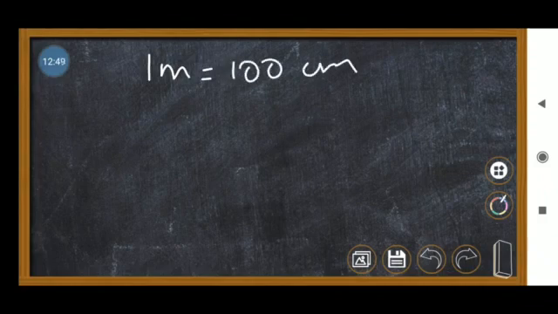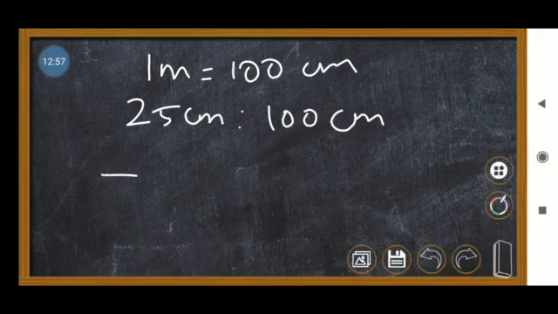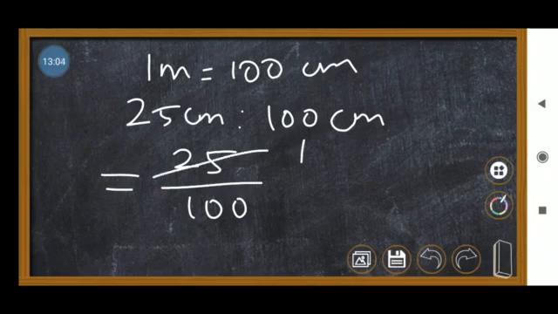After converting, you will get 25 centimeter is to 100 centimeter. So 25 centimeter divided by 100 centimeter means 25 divided by 100. 25 divided by 100: 1 twenty-five is 25, 4 twenty-fives are 100. So that means 1 divided by 4.